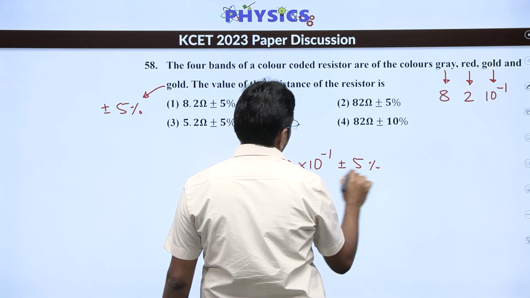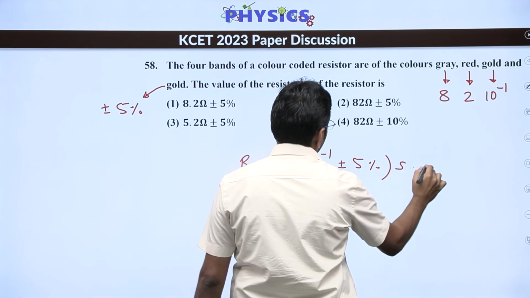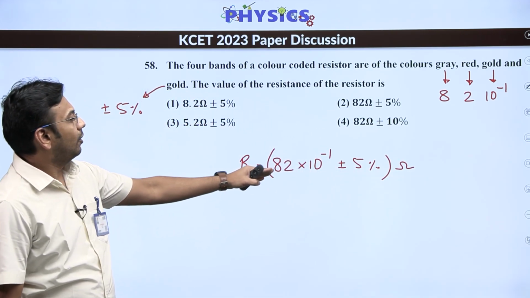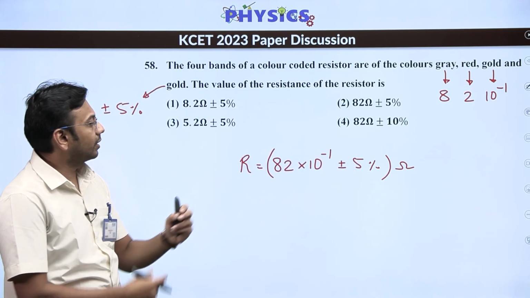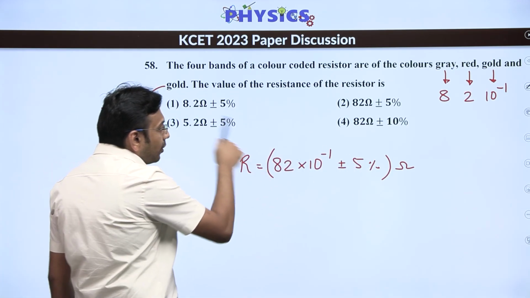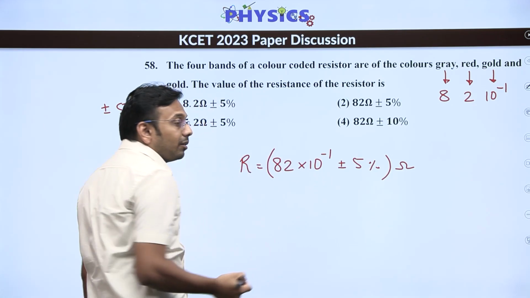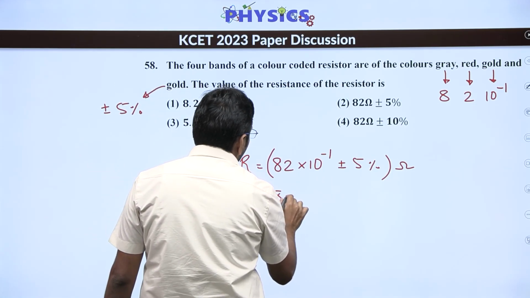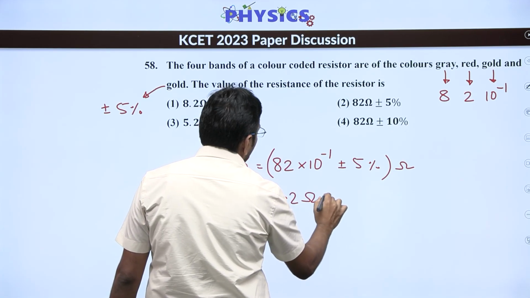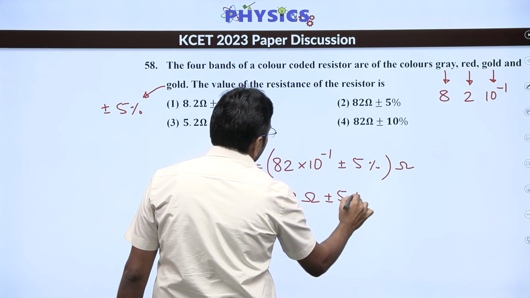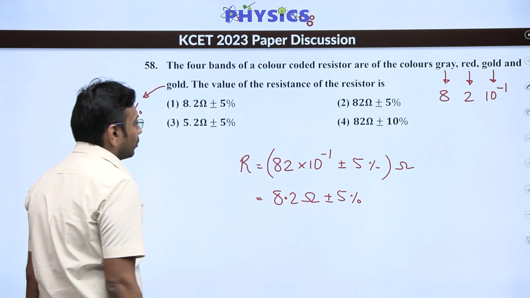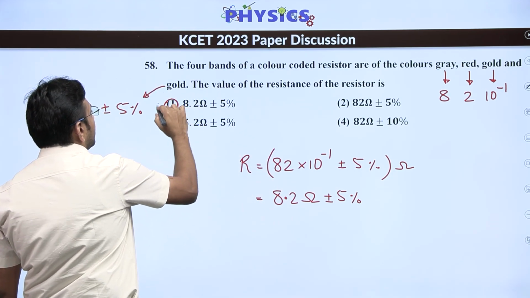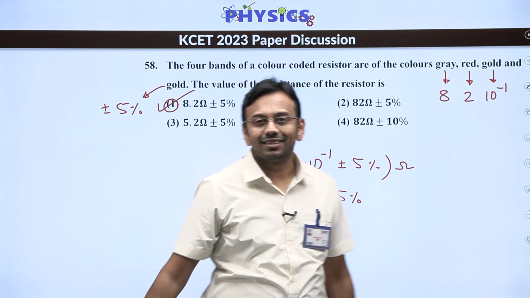Okay, this is what we get, or we can just put the unit here as per what is given, but in this form we do not see any of the options. So, this 10 power minus 1, that is 1 by 10, we will have to multiply, and it becomes 8.2 ohms plus minus 5%. Okay, option 1 matches here, and that is the correct answer.